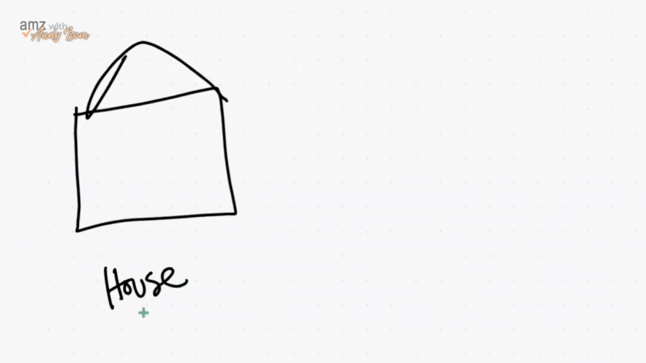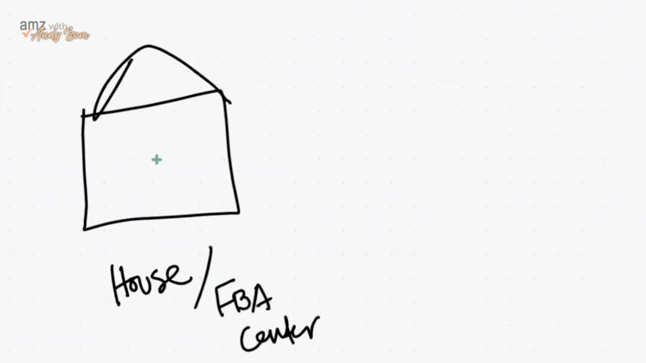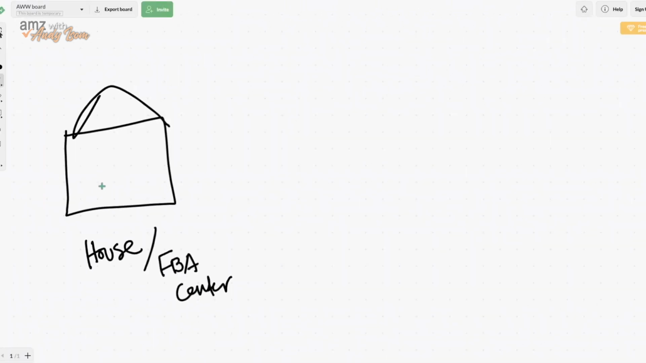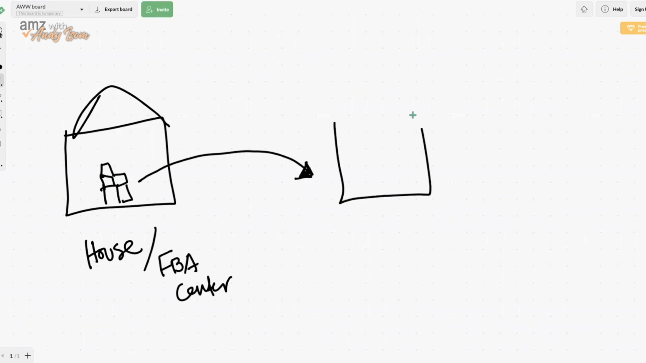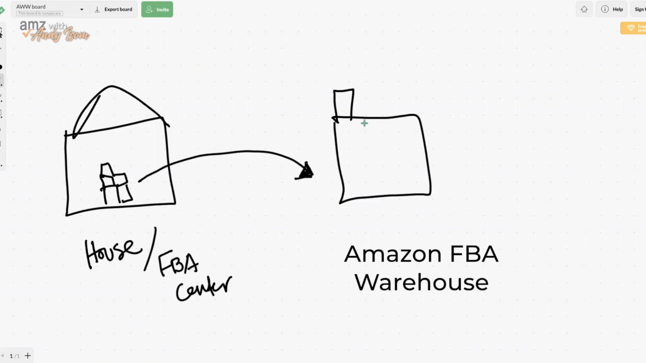I'm going to say for those of you that are out of the country, there's a few people who are not in the United States but want to sell in the US, this is your house or your FBA prep center. Okay. So they have your product here. They have your boxes stacked up in your living room or in their warehouse. When you ship your product to Amazon, Amazon will tell you exactly where to send it. You're going to send it to an Amazon FBA warehouse.